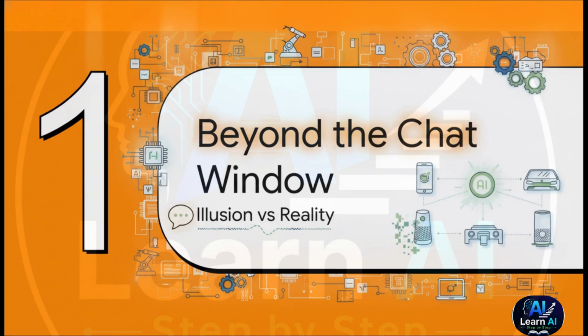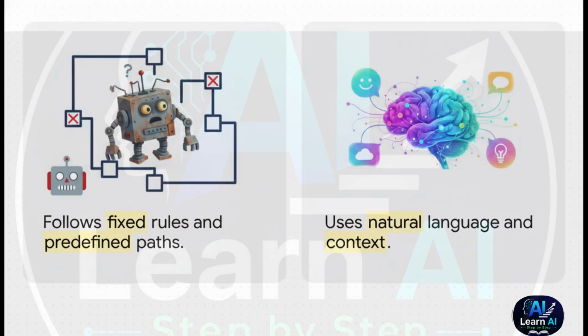To kick things off, we really need to set the stage on what exactly we're dealing with when we talk about conversational AI. The leap we've made here is just massive. Think about traditional rule-based chatbots, the ones we all know and, let's be honest, absolutely dread using. They rely on fixed rules, decision trees. The second you step off their predefined path, bam, they break down.